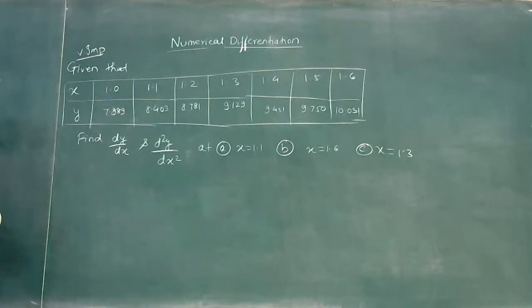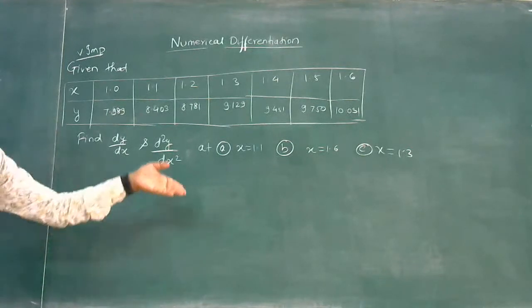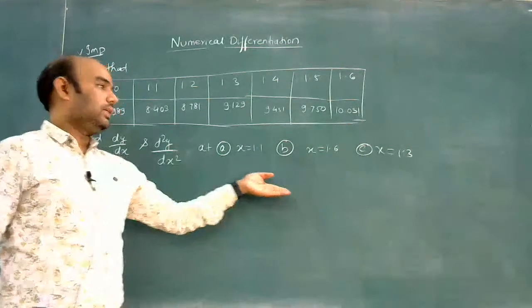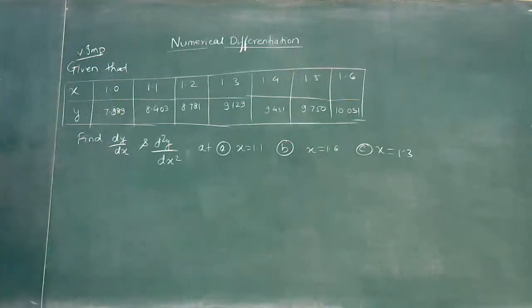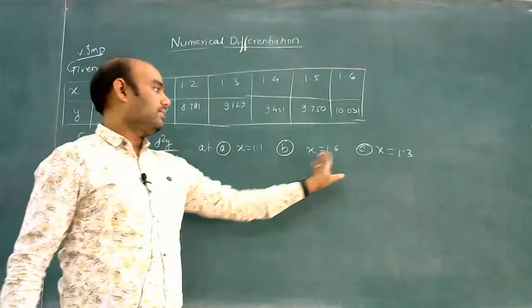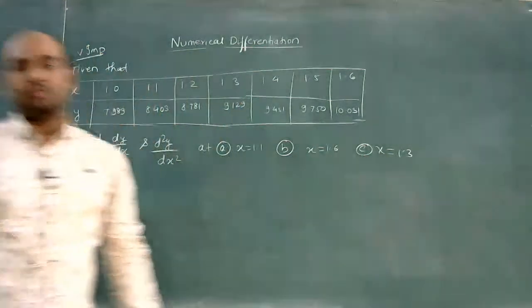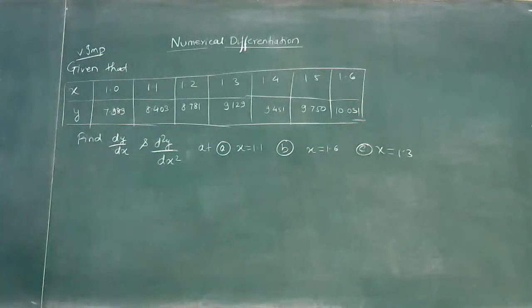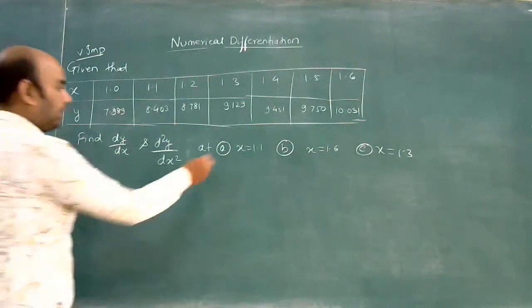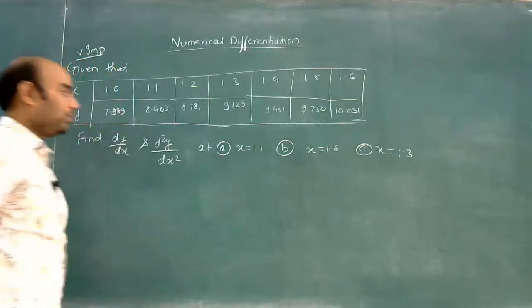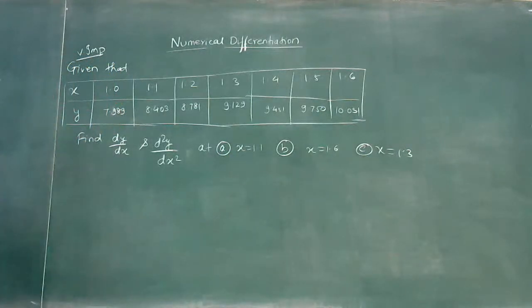So this is a summary of what we have done in the last two classes. Then the Stirling formula, which will be applicable for which value of x? x is equal to 1.1, x is equal to 1.6, or x is equal to 1.3. So Tushar said forward interpolation for x is equal to 1.1. Very good.